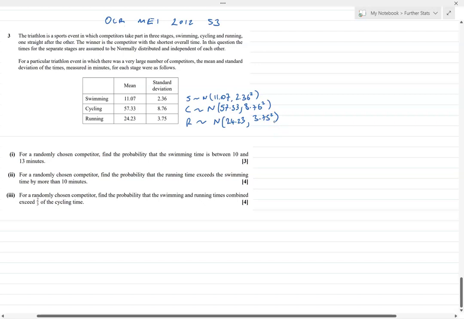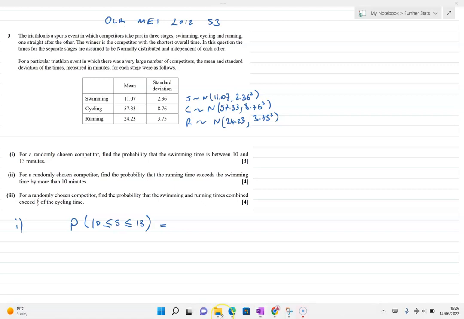Okay, so the first bit is just about the swimming time, and as I say, in the syllabus that we do this would only be 1 mark if it had come up at all. So we have the probability that S lies between 10 and 13. Doesn't matter if it's exclusive really, but I'll put it like that. And there we can just bring the calculator up to do this. It's a simple stats point. Just get the calculator to do it, and that's that.